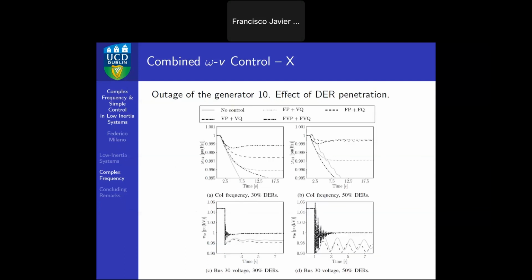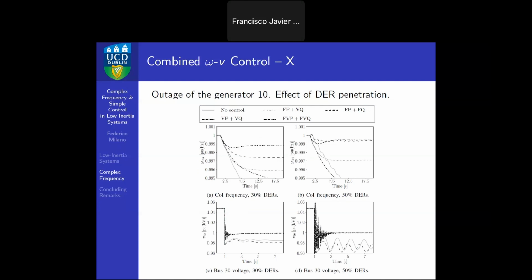And this was the effect of the penetration of DERs. So 30% of DERs, 50% of DERs, and different kinds of controllers. Everything with everything was at least always stable, but typically better than the others, smoothing the oscillations faster, not unstable, while others could be unstable. So the conclusion: it doesn't harm, and in many cases, it can actually help.